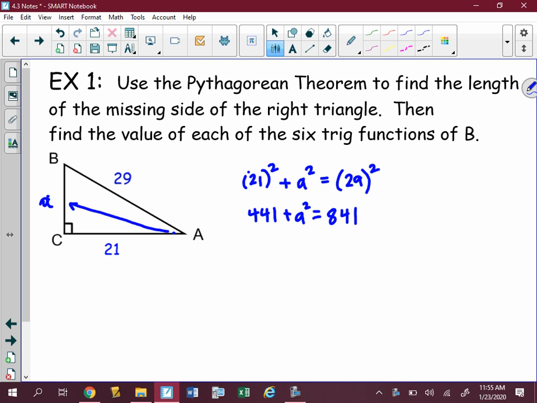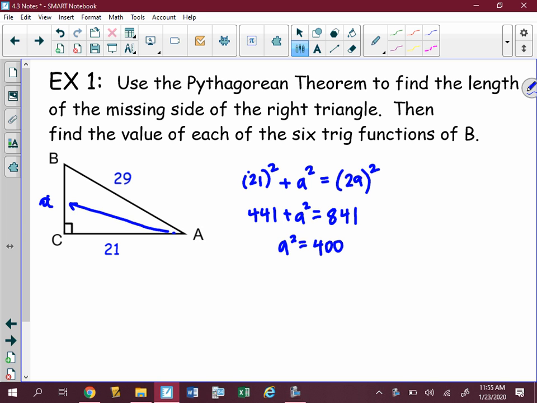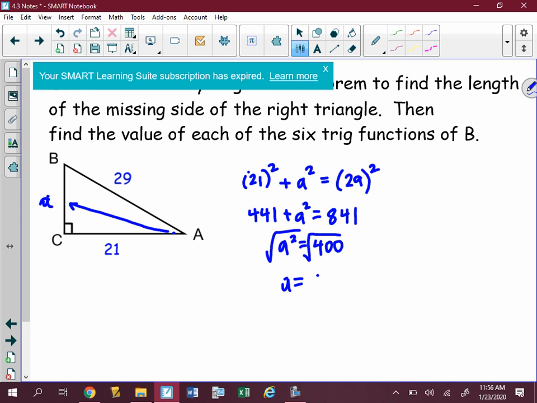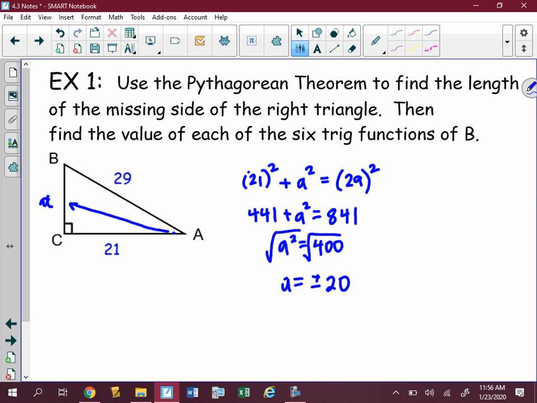So then we're solving for a squared. So what would we do with 441? Subtract it. So we get a squared to be 400. And then we do what? Square root it. So how many answers do you get when you take the square root of an equation? 2. So it's plus or minus 20. But which one do we know is really going to be the answer? Positive 20. We know we can't have a negative length of a side.